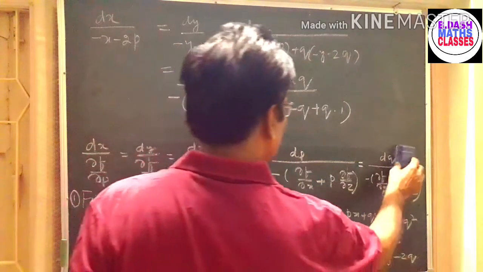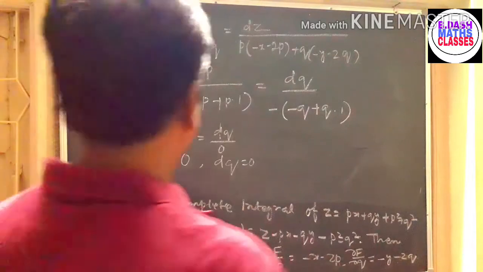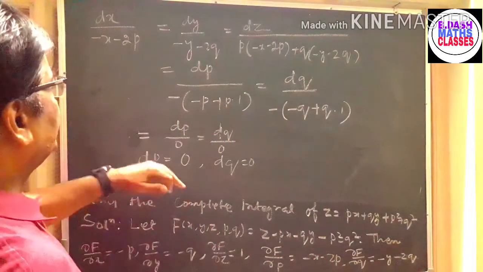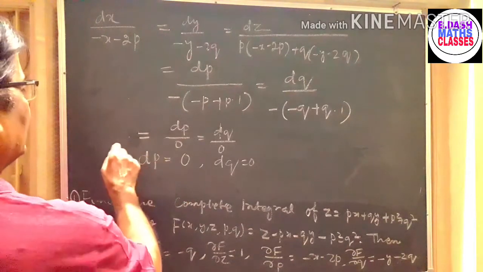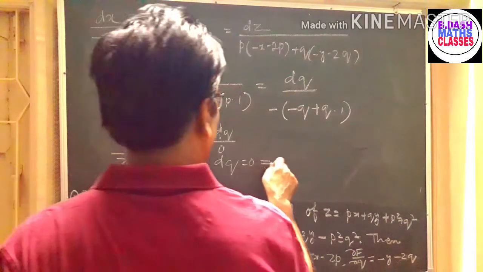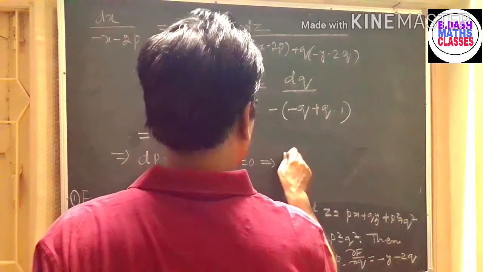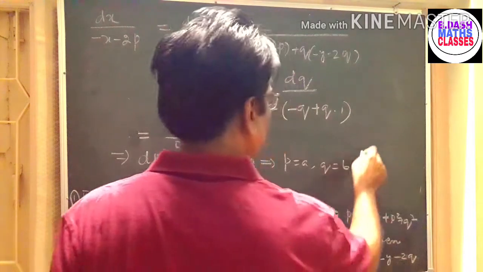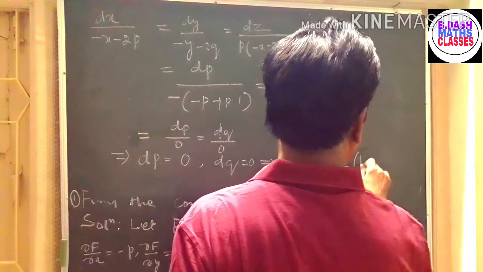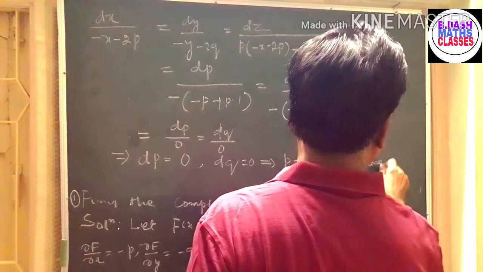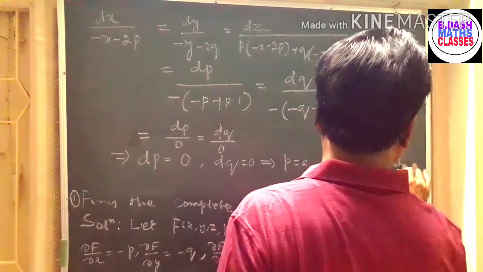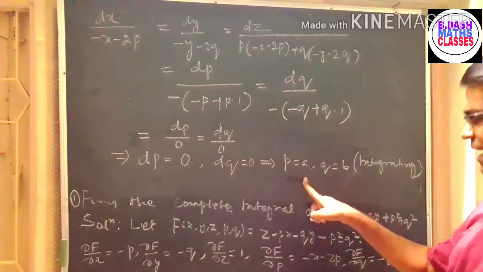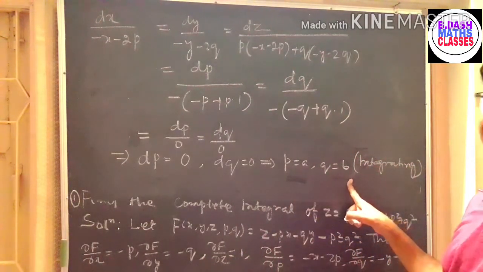From the last two ratios, we can write this equal to dp by 0, dq by 0. So dp is equal to 0, dq is equal to 0. From which we get on integration, p is a constant, let it be a, q is a constant, let it be b.